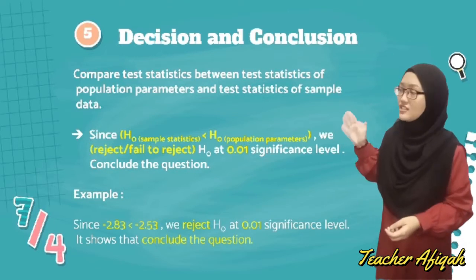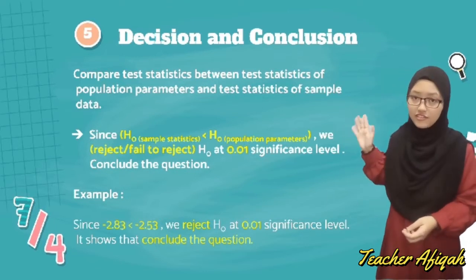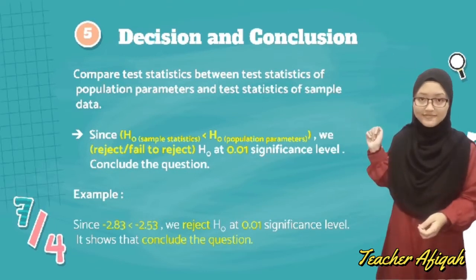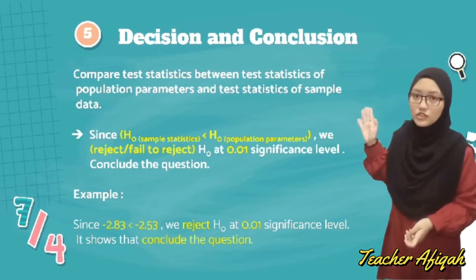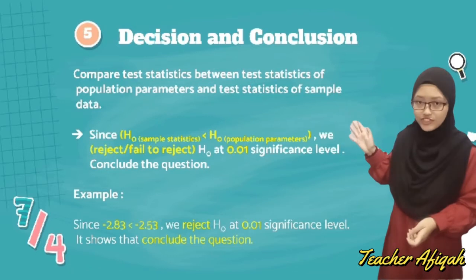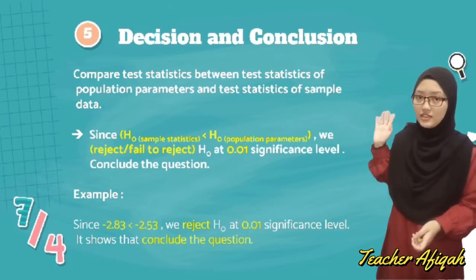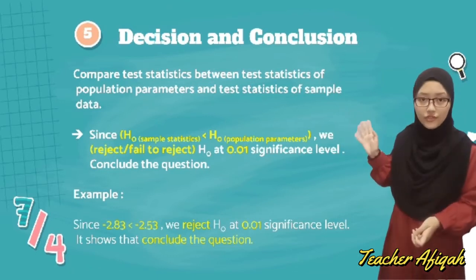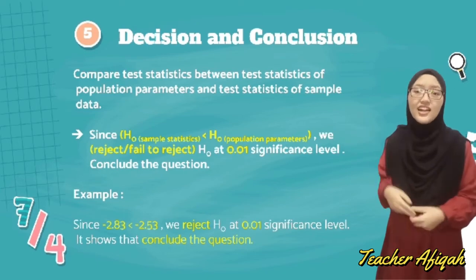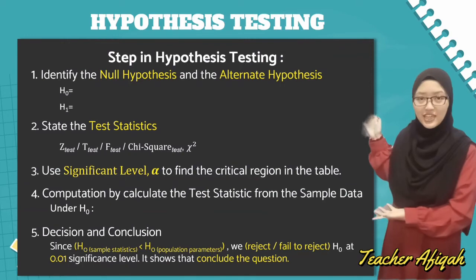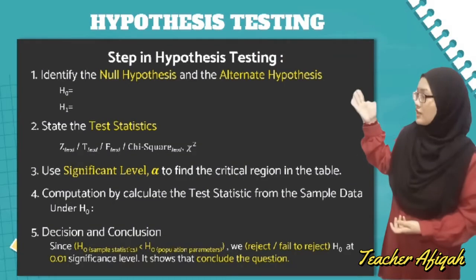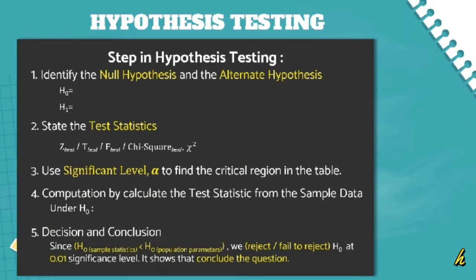So this is an example of how you can write the conclusion. Since negative 2.83 is lower than negative 2.53, we reject H null at the 0.01 significance level. It shows that the null hypothesis is not true. Here is the summary of the steps in hypothesis testing from step 1 until step 5.